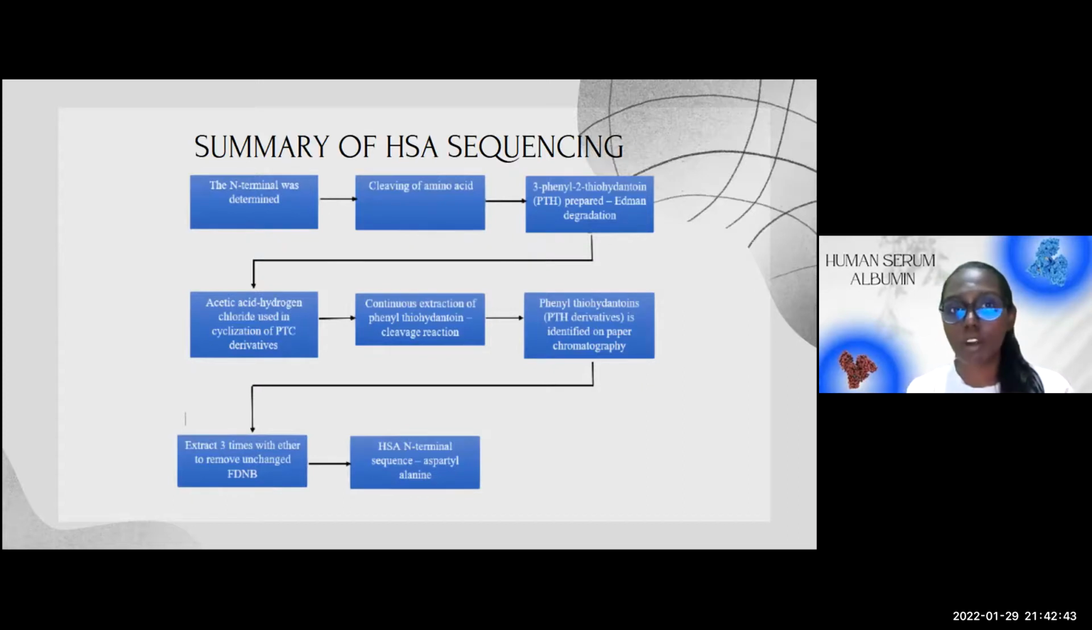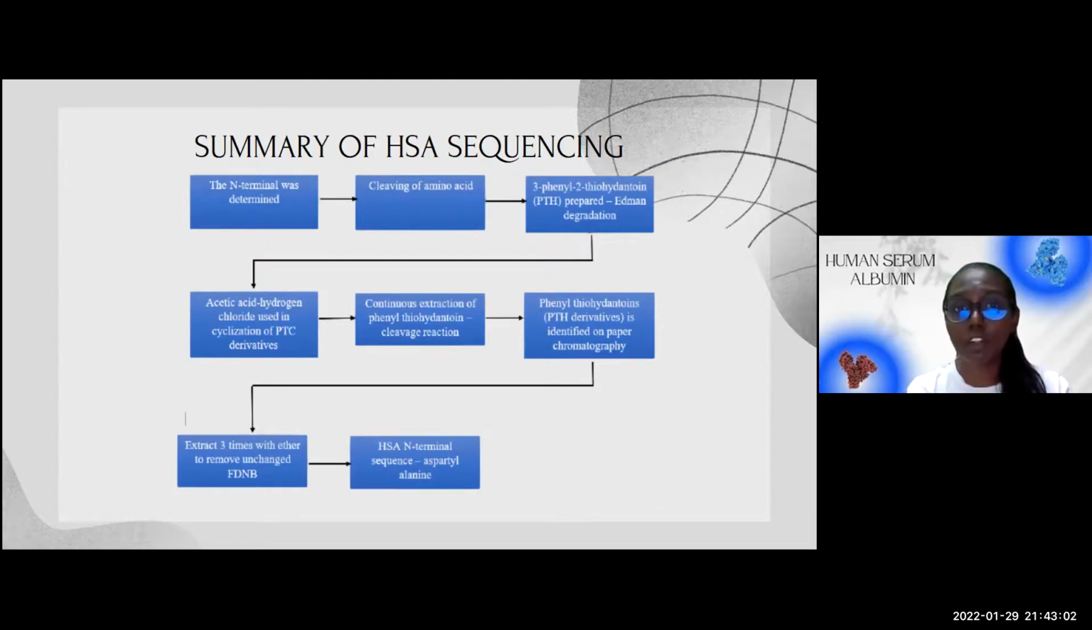Acetic acid hydrogen chloride will be used for cyclization of PTC derivatives, followed by dioxane hydrogen chloride, formic acid, and also citrate buffer. The phenylthiohydantoin PTH derivatives will be extracted following the cleaving process. PTH derivatives will be identified by paper chromatography.